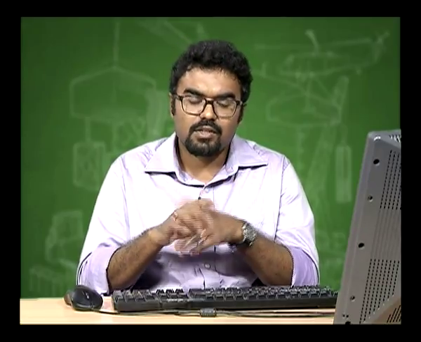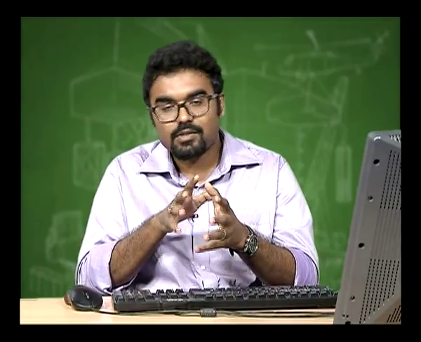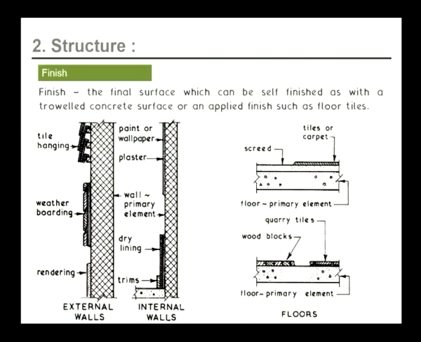We can apply floor tiles on it, we can apply different kinds of cladding on it. So whatever we put on the wall and we leave it as such, the appearance of any element of a structure can be termed as a finish. Here we have a few examples.